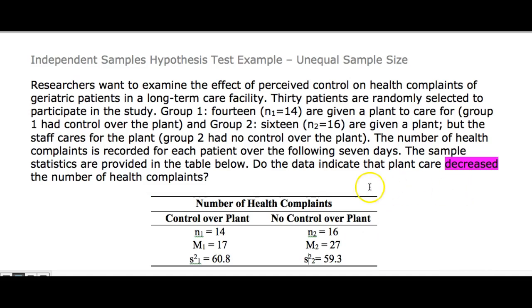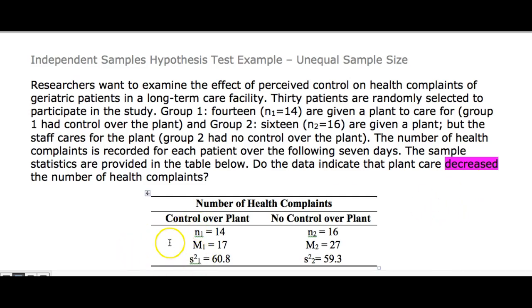This is also a one-tailed test. How do I know? The question tells me. It's giving me direction. It's asking me, does plant care decrease the number of health complaints? So it's giving me direction. I'm going to be looking on the left side of the distribution. So that means I'm going to have negative t-values.